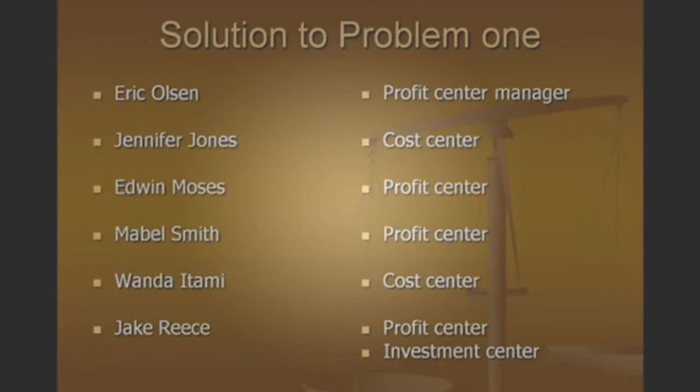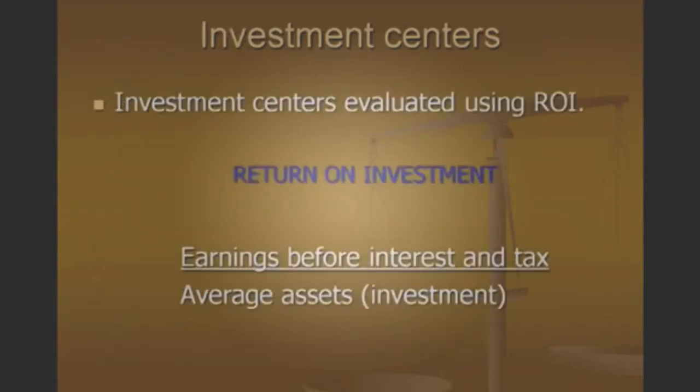Now, let's focus on investment centers. In investment centers, the manager, as I said before, is evaluated on performance using a ratio called return on investment, ROI. The formula is in front of you. It's earnings before interest and tax. When I say earnings, I'm talking about profit. So it could be profit before interest and tax. Earnings and profit are used synonymously. So earnings or profit before interest and tax divided by average assets, which is also called investment. The terms average assets and investment are also used in accounting textbooks, used synonymously.